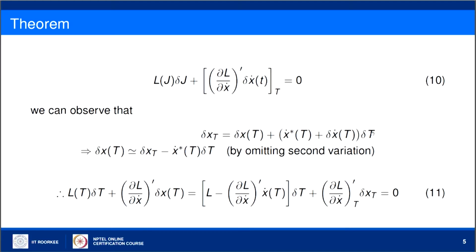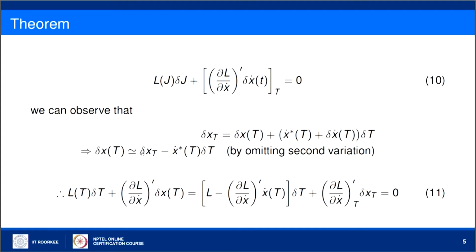Now, by neglecting the second variation, del x dot of t into del t, the product of two first variations, we omit it and keep only the first variation. We get del x at capital T is equal to del x suffix t, and bringing it to the left hand side we get x dot at capital T into del t, approximately equal, by neglecting the second variation.